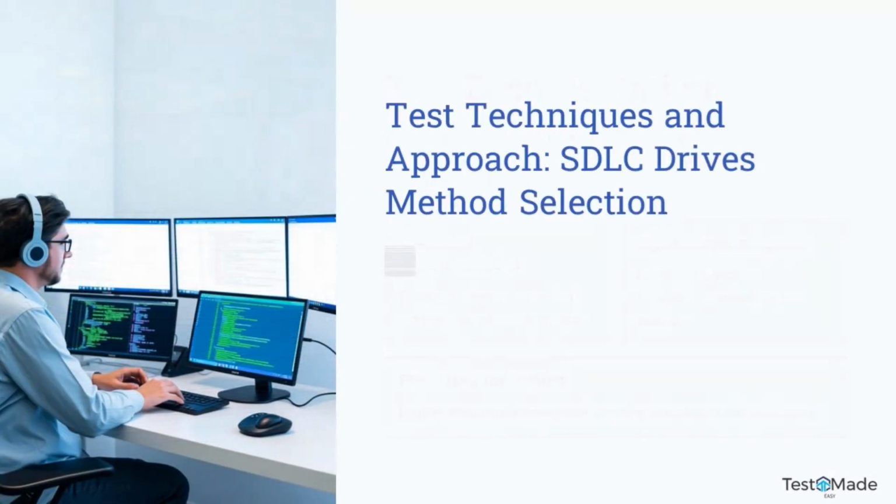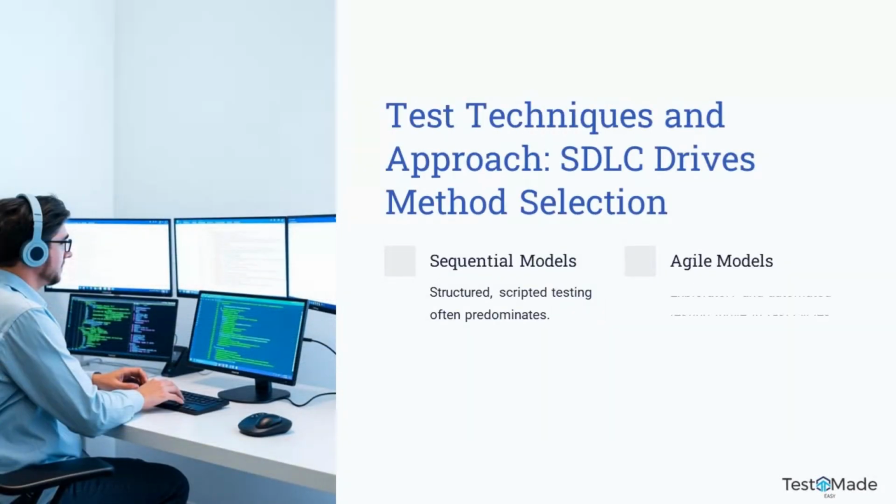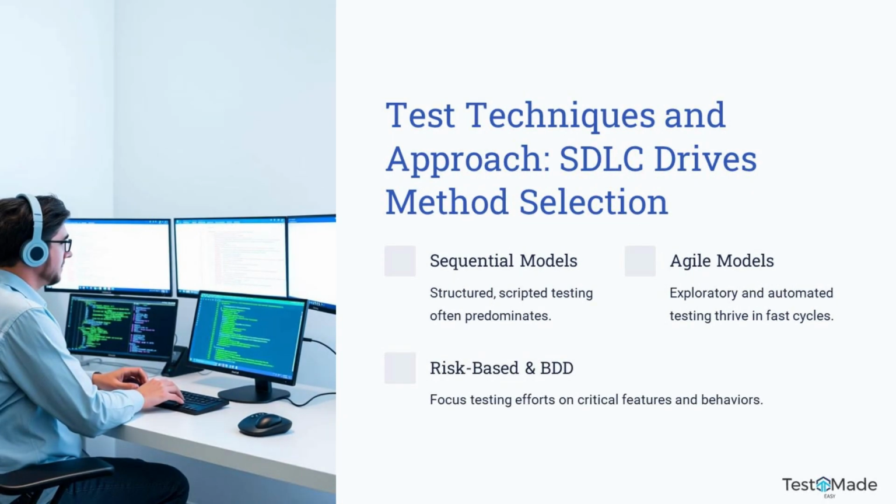Software development lifecycle drives method selection. Sequential models. Structured, scripted testing often predominates. Agile models. Exploratory and automated testing thrive in fast cycles. Risk-based and BDD. Focus testing efforts on critical features and behaviors.